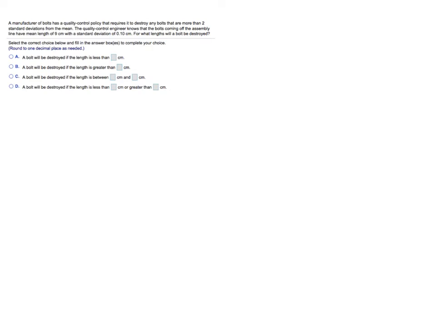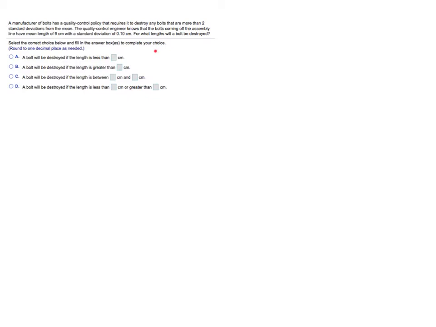For this problem, we're told that some company manufactures bolts, and for a particular one, they want them to have a mean length of 9 centimeters. But they also have this quality control policy. That is, if you're more than 2 standard deviations away from this length, they discard them. Like they can't be too long or too short because then they won't sell. So they just get rid of them altogether.